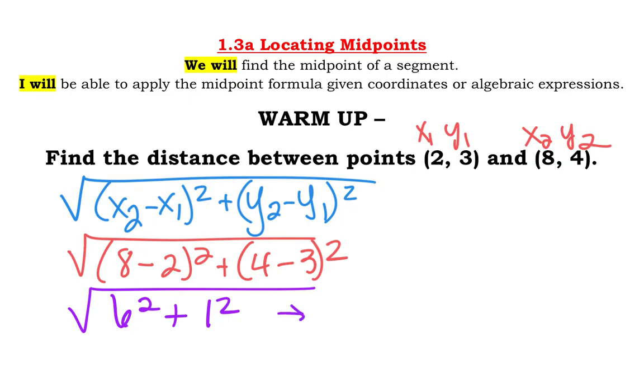Good. What is 6 squared? 36. And 1 squared? 1. And together that is 37. 37. All right. Take the square root of that, round it to the thousandths.